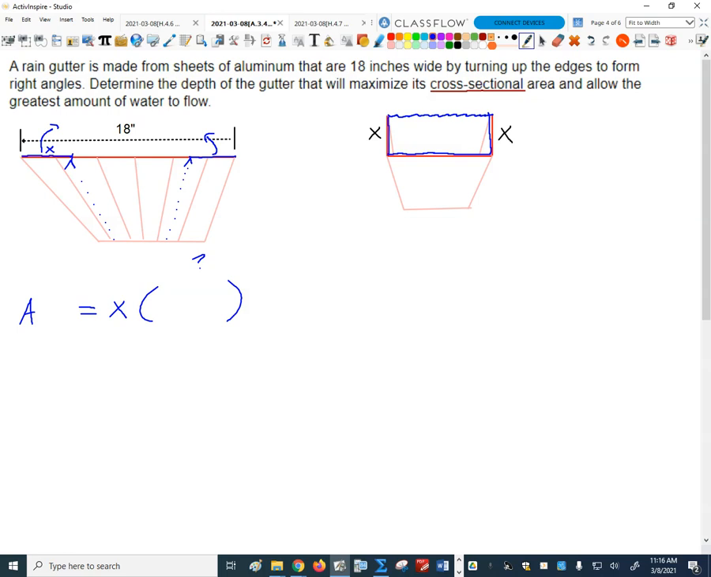What if x happens to be like 4, for example? Let's just say hypothetically that we want the depth to be 4 inches. If I bend each of these tabs up to be 4, what's the width going to be? Is it going to be 14? 18 minus 4?